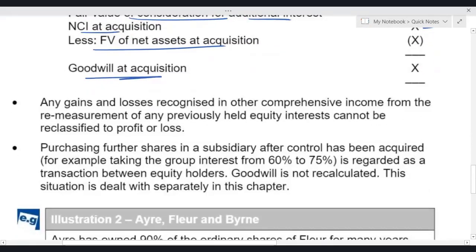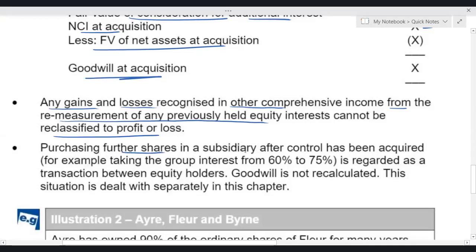This is important. Any gains and losses recognized in other comprehensive income from remeasurement of any previously held equity interest cannot be recycled to P&L. We know that. Previously, if there was a financial asset, a trade investment, and you kept that in the OCI category, then whatever the gain or loss comes, that will again go to OCI. Plus, the important point is, previous gain or loss cannot be recycled to P&L.